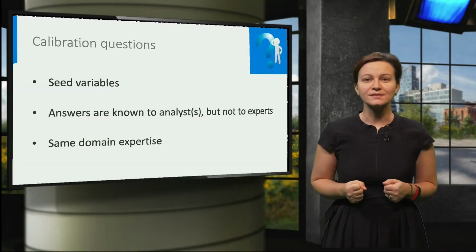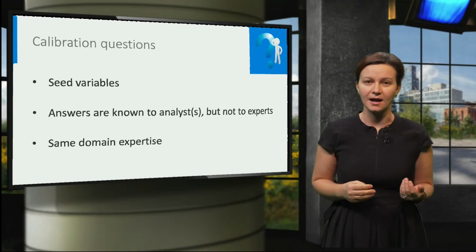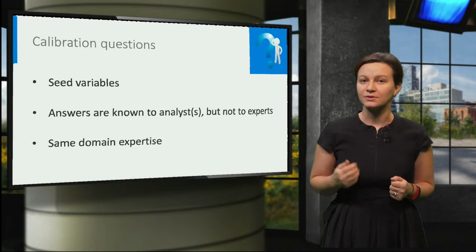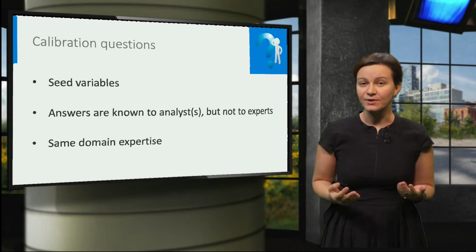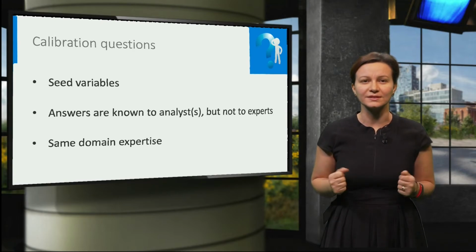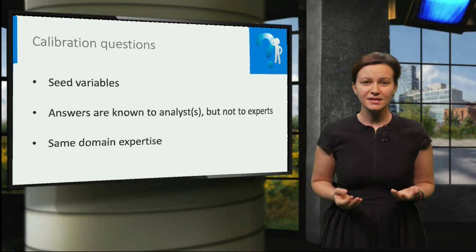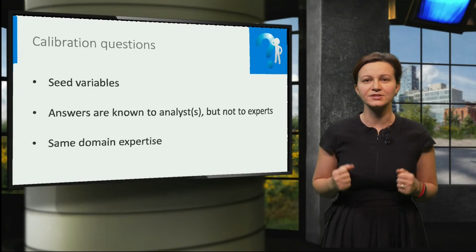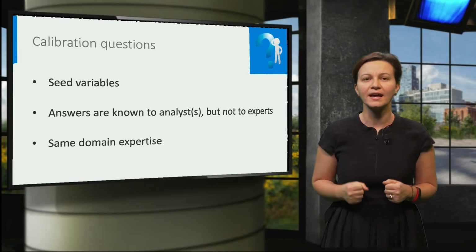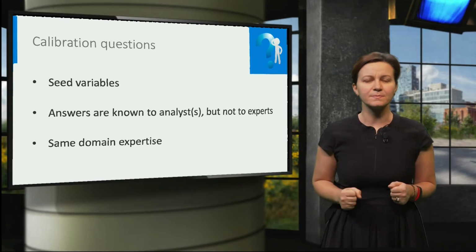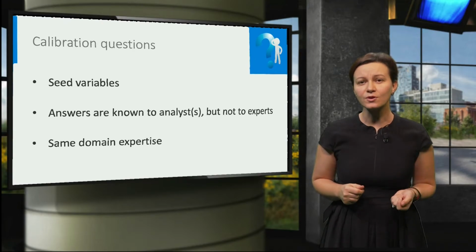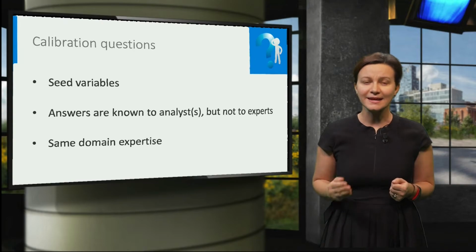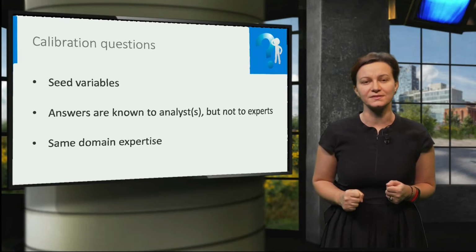The calibration questions, or seed variables, are questions whose answers are known to the analyst at the time or shortly after the elicitation, but should not be known by the experts. Similarly to the questions of interest, the calibration questions should regard uncertain quantities, for which experts can provide their assessments. The calibration questions need to cover the same domain expertise as the questions of interest, as much as possible. That is because an important assumption of the classical model is that experts' performance on the questions of interest is the same as the performance on calibration questions.